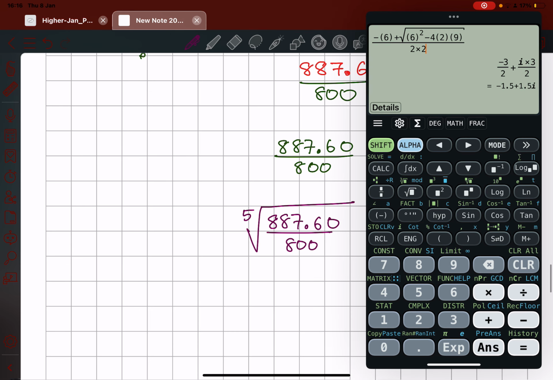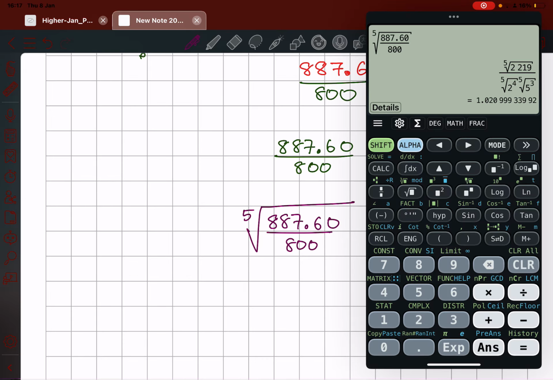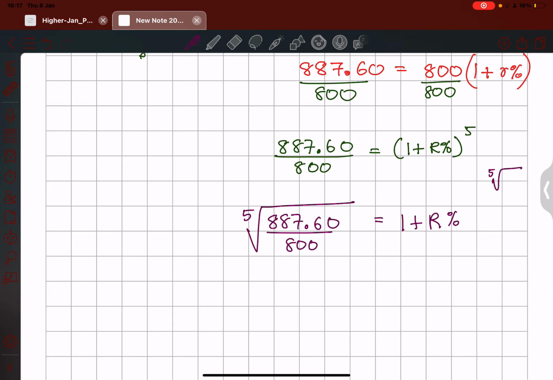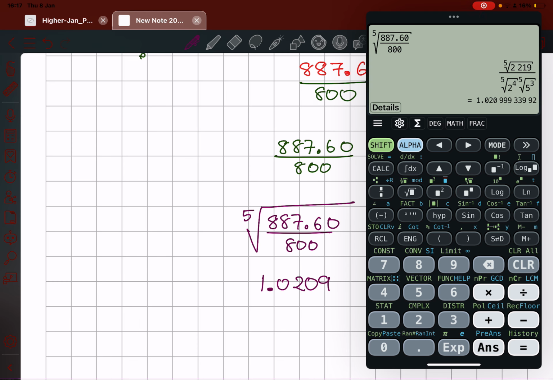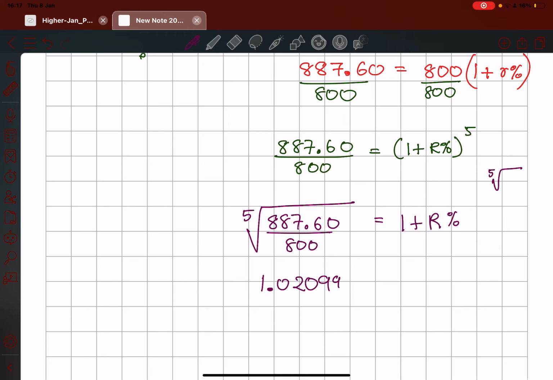So let's plug that into our calculator. Do I have an nth root? Yeah, I do have nth root. So we're going to get the fifth root of, and then inside that, let's bring in the fraction, 887.60 divided by 800. So we get 1.0209. So let's write that, 1.0209. I'll tell you why we are using one more 9. This is equal to 1 plus r percent.